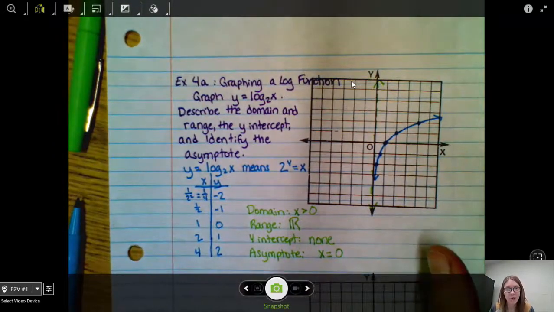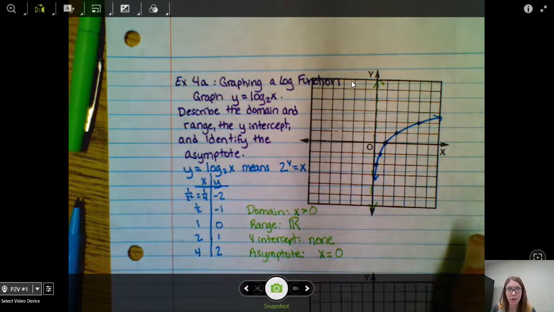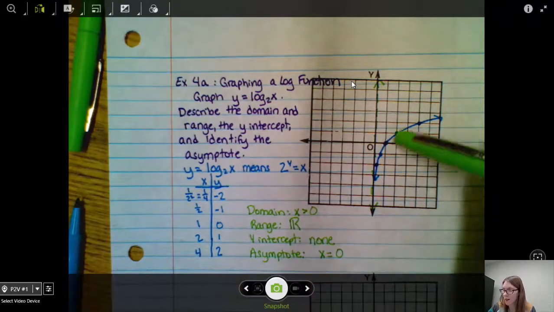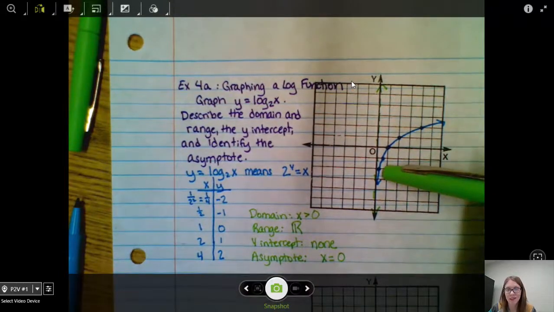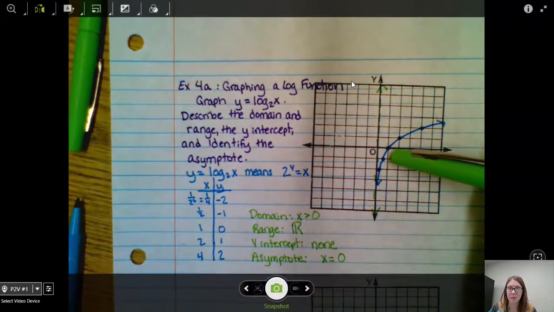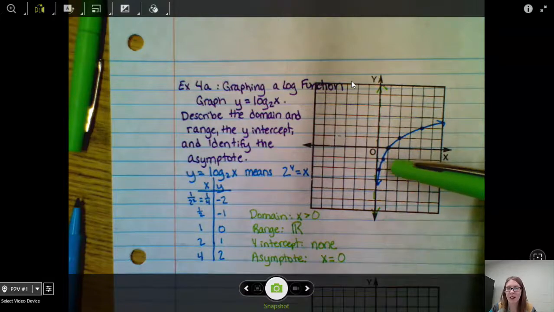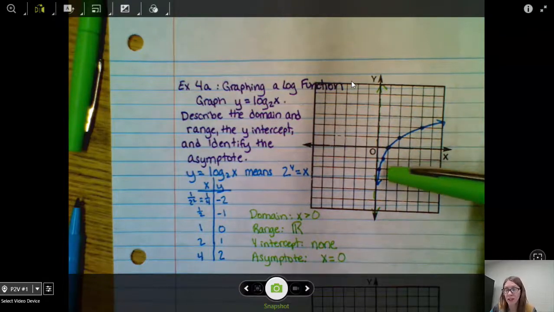Okay? So hopefully you're seeing some similarities between our exponential functions and our logs, the fact that we switch the x and the y value around. We still have asymptotes. We still have kind of limits on our x values that go in here instead of our y values.